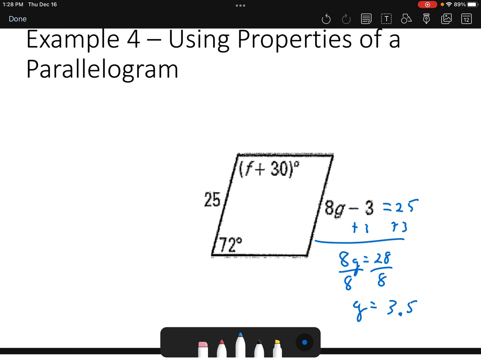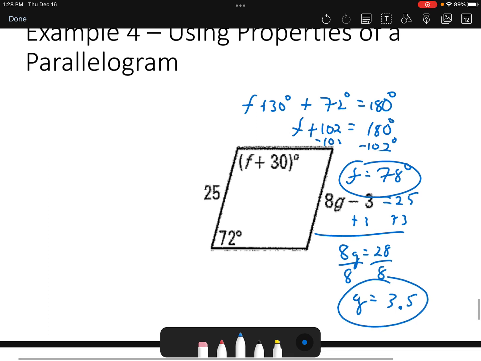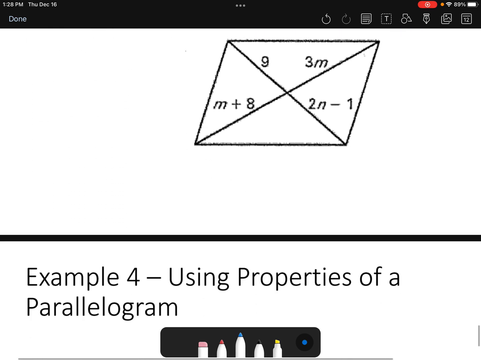And then F plus 30, it doesn't equal 72, does it? Those aren't opposite. But they add up to 180. So F plus 102 equals 180. We subtract 102, and we end up with F equals 78 degrees.